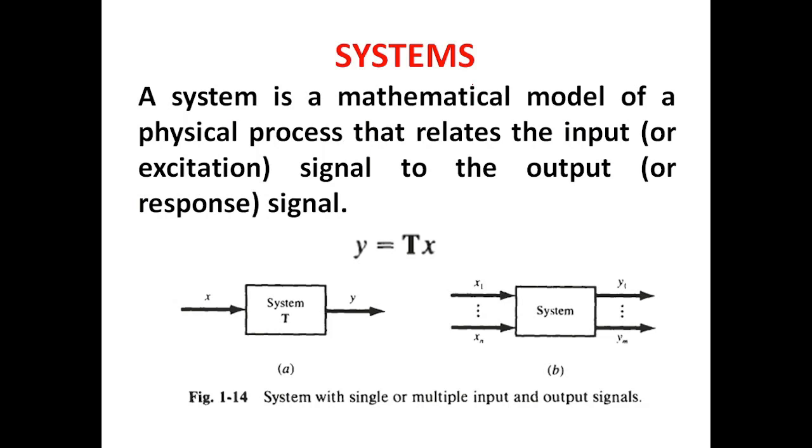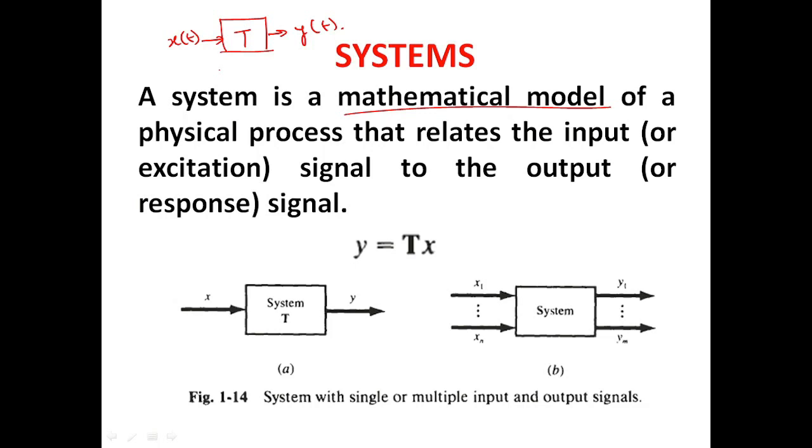A system is defined as a mathematical model of a physical process that relates the input signal to the output signals. Say, for example, we have an inverting amplifier whose transfer function is T. We give a signal x(t) as the input and we get a signal y(t) as the output.